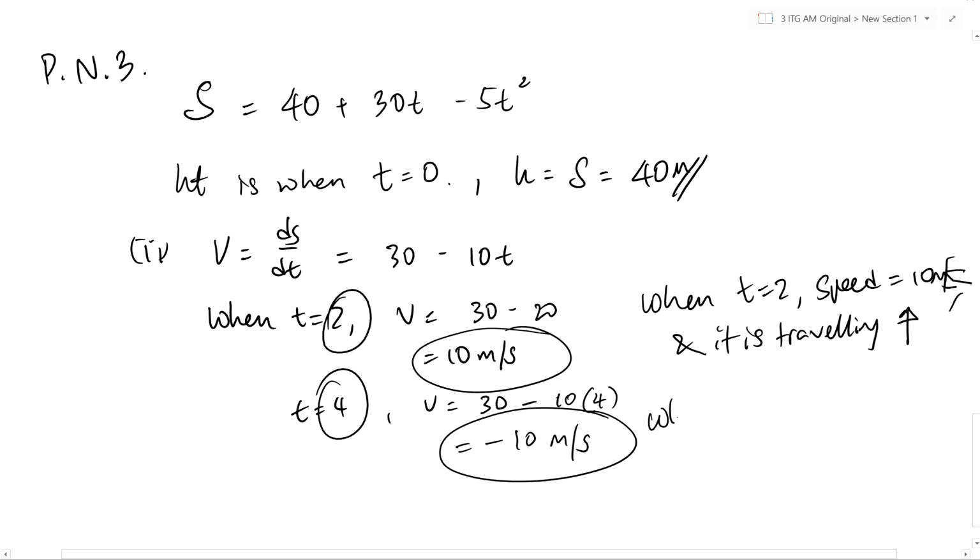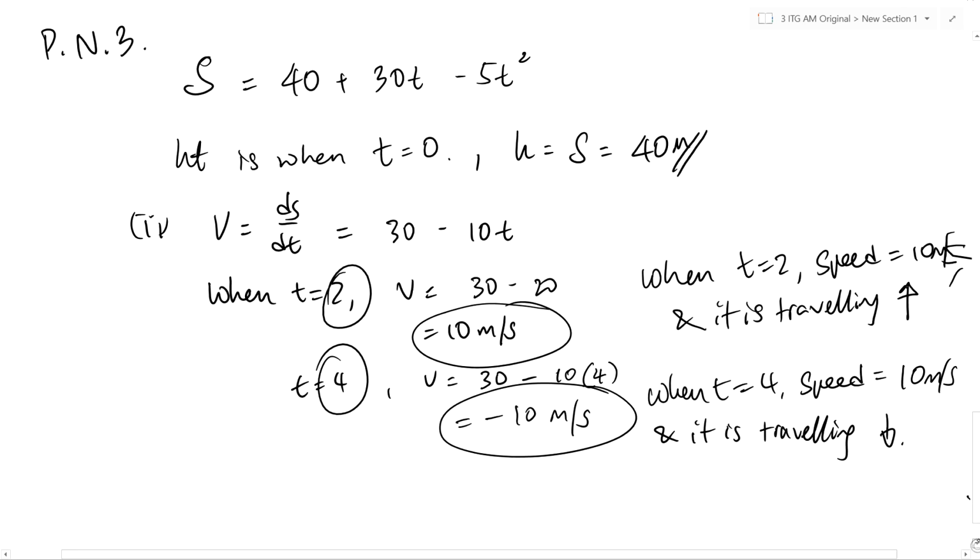Next, when t equals 4, the speed also equals 10 meters per second. Speed is a scalar, no direction. But because here we are talking about velocity, we will say it is traveling downwards. Okay? This is part 1 and part 2.